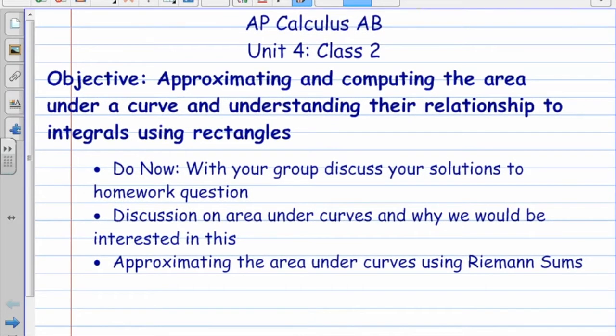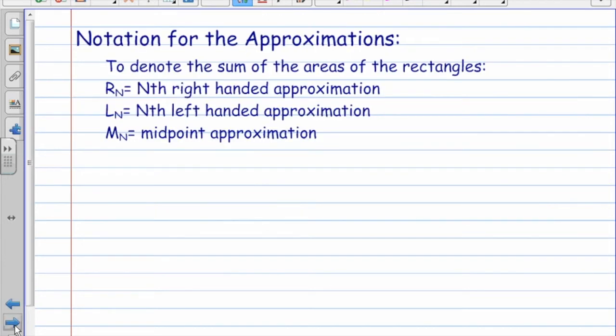Hi, so this is Unit 4, Class 2, where we're going to be looking at Riemann sums. So the first thing I want to do is just look at some of the notation. You can see the notation here. When you did the homework, you saw that there were the three different kinds. N is the number of rectangles that you're going to use.